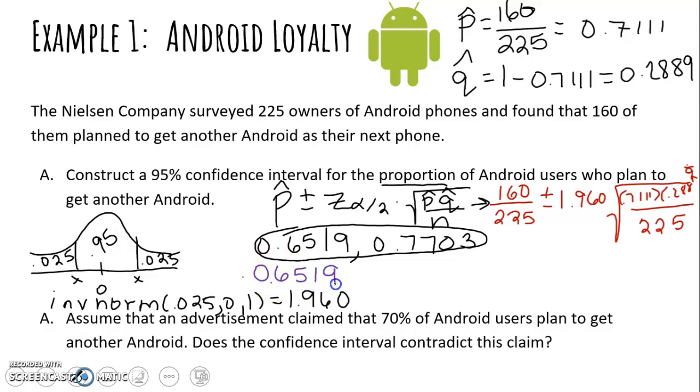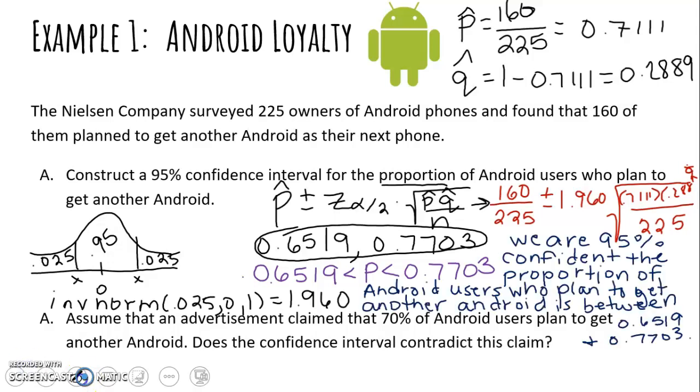Another way to write this is 0.6519 is less than capital P, the population proportion, which is less than 0.7703. So that means that the true proportion falls somewhere between 0.6519 and 0.7703. And then we can write this out as a sentence. We're 95% confident the proportion of Android users who plan to get another Android is between 0.6519 and 0.7703.